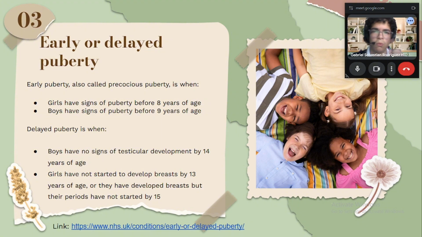This difference of 1 year between girls and boys is completely normal because girls start to develop puberty before boys. So continuing with delayed puberty: it is when boys have no signs of testicular development by 14 years of age, and girls have not started to develop breasts by 13 years of age, or they have developed breasts but their periods have not started by the age of 15 years old. This information was taken from nhs.uk.